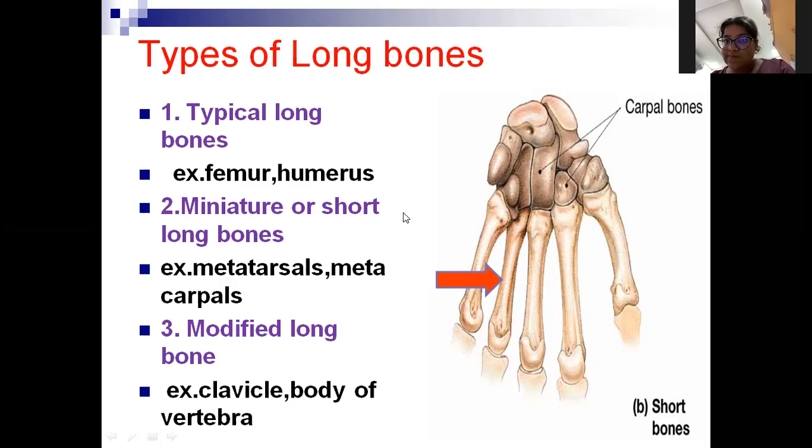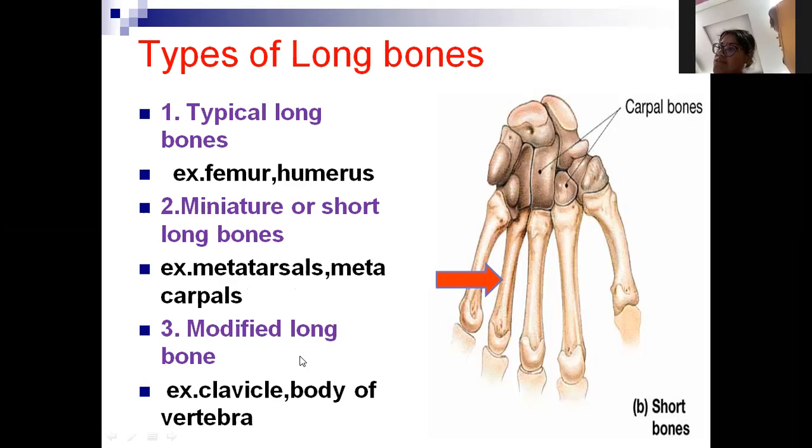But if you observe in the hand, there are metacarpal bones, and in the foot, metatarsal bones. That means they also have an upper end, lower end, and shaft, the same typical features of a long bone, but their size is small. Hence they are called miniature long bones. Examples are metatarsals and metacarpals.